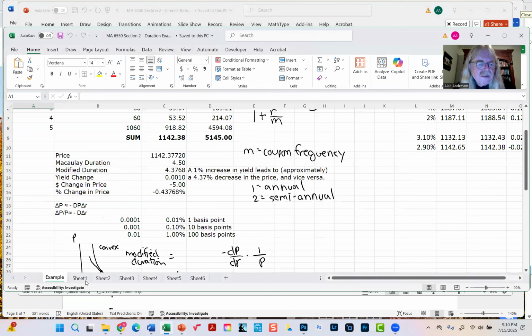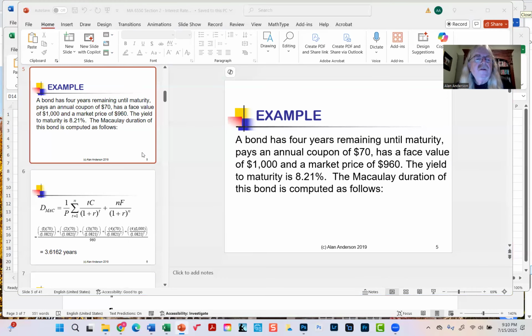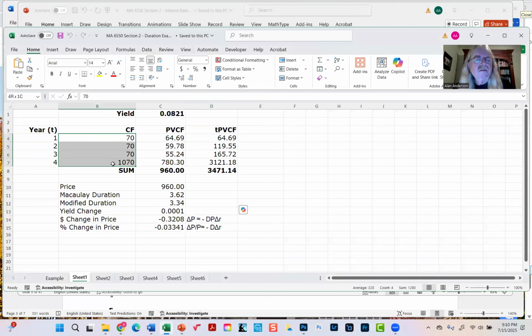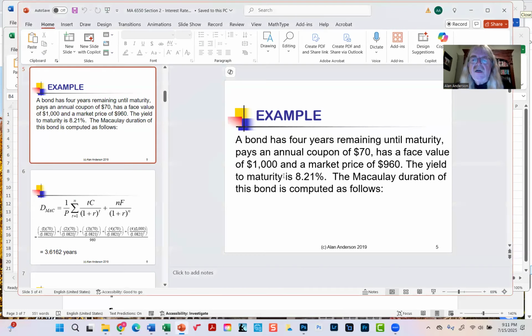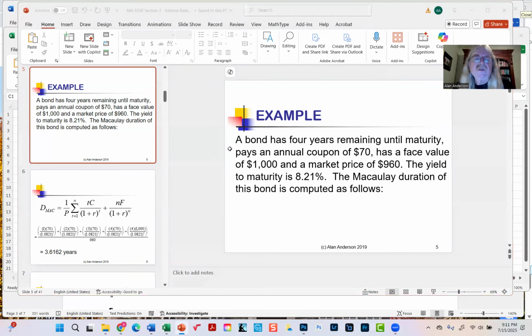No, I guess this is not the right example. Oh, I think it's this one because you can see, yeah, this is it. We've got 4 years of coupons. In the last year, you also get your face value back. So you notice in year 4, the cash flow is 1,007. You also know that the yield is 8.21%. So the present value that you need for this formula will be coming from that 8.21%. And then you also know that, no, that's all you need. All right, good. So the formula is here.